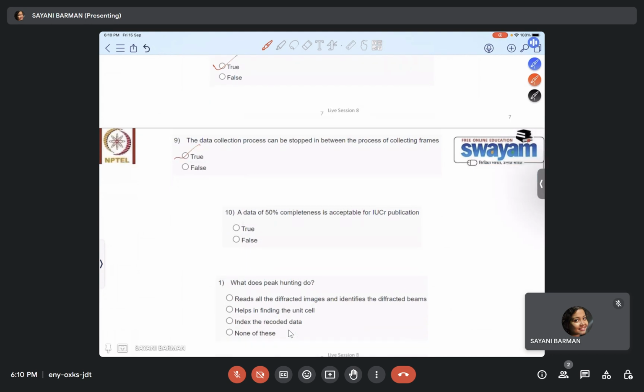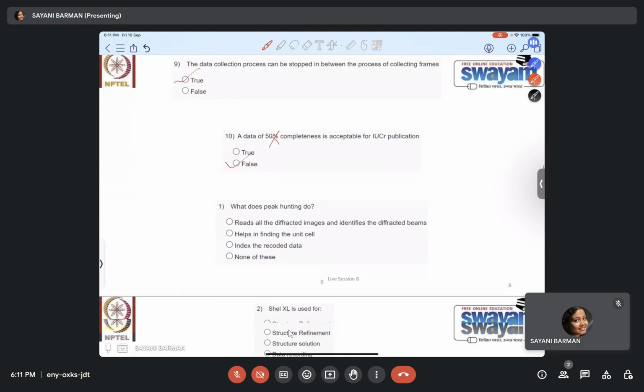The next question is, a data of 50% completeness is acceptable for IUCr publication, International Union of Crystallography. Now, at least it should be 90% to publish a paper, right? So it's not correct, so it will be false.